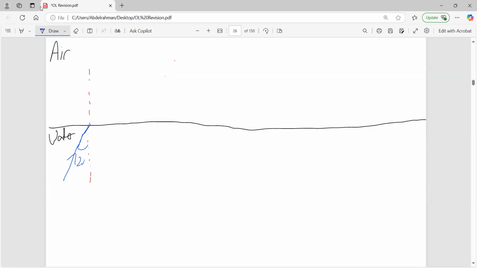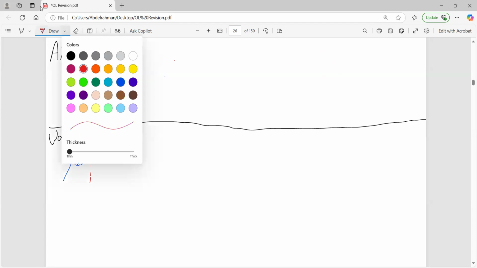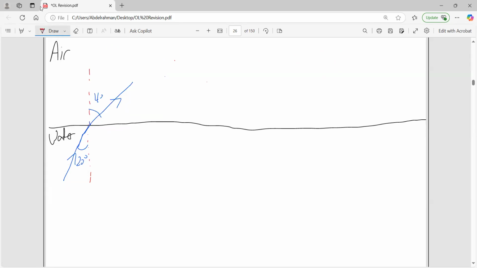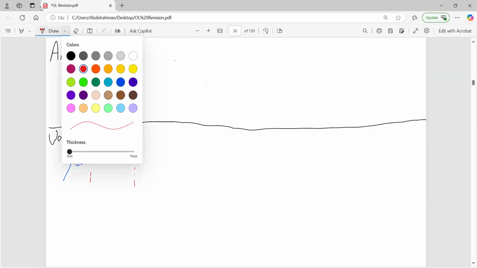As it's moving from water to air, from the more dense to the less dense medium, what happens to the wave? What happens to the angle? The angle increases. It keeps on increasing. So 20, for example, here will be 40. It will increase. 20 here becomes 40. Definitely the wavefronts also increase, or the distance between these wavefronts increases. The speed increases, everything keeps on increasing. 20 becomes 40, for example.